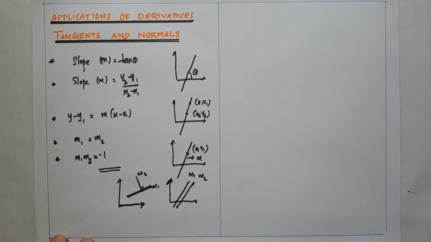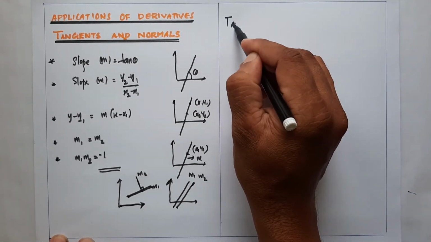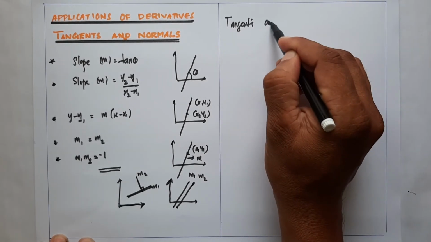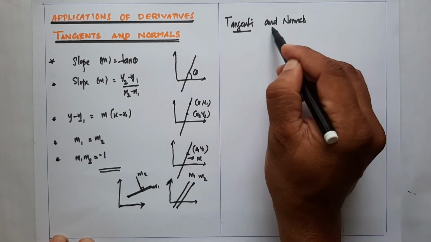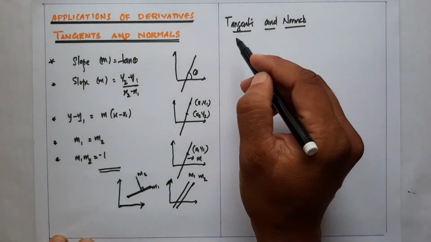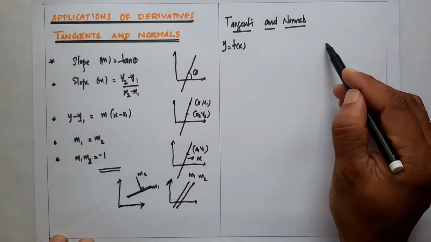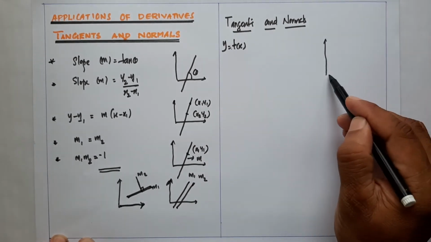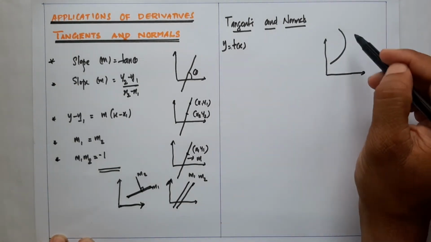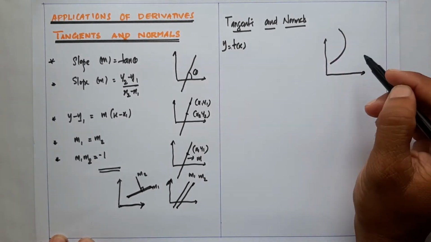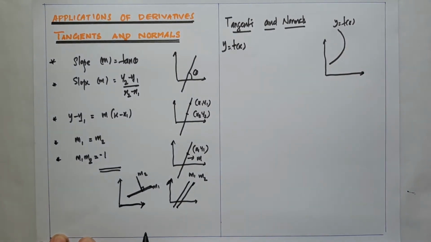Now come to our main topic, tangents and normals. Actually, it's a simple portion, but this portion contains some special problems that are very important. Here, first of all, we consider a function, suppose y is equal to f of x. The geometrical interpretation of this function y is equal to f of x gives a curve. This curve contains an infinite number of points.